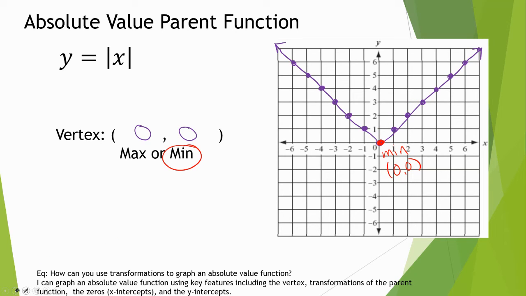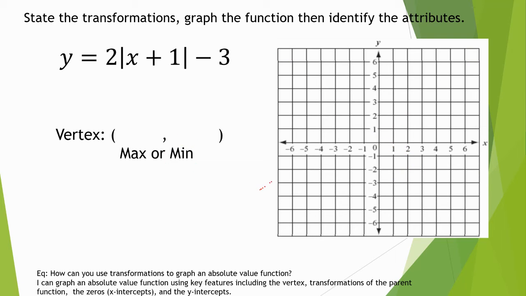Okay, now we're going to go ahead and change it up a little bit, and we're going to put a number in with our x. We're going to put a number at the end, and we're going to have a vertical stretch. So the first thing is to state our transformations. So since that 2 is positive, I know it's going to be a v that opens up, and I know it's going to be stretched by 2. And so I'm lazy. I'm going to put just a v for vertical stretch.